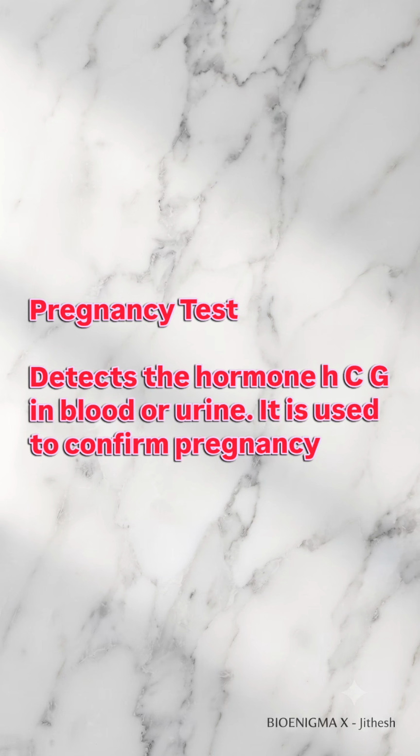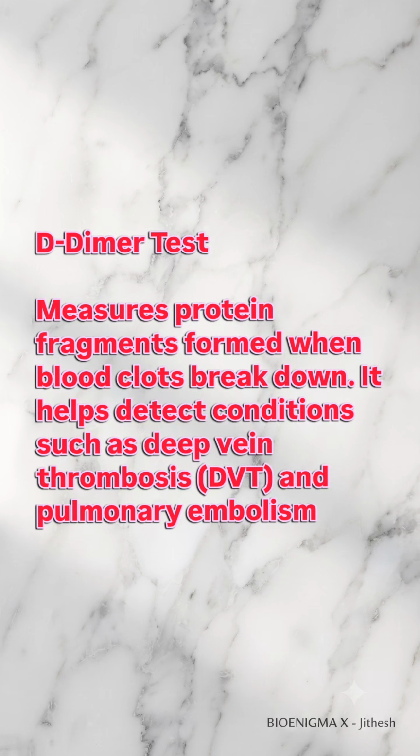Pregnancy test detects the hormone HCG in blood or urine. It is used to confirm pregnancy. D-dimer test measures protein fragments formed when blood clots break down. It helps detect conditions such as deep vein thrombosis, DVT, and pulmonary embolism.